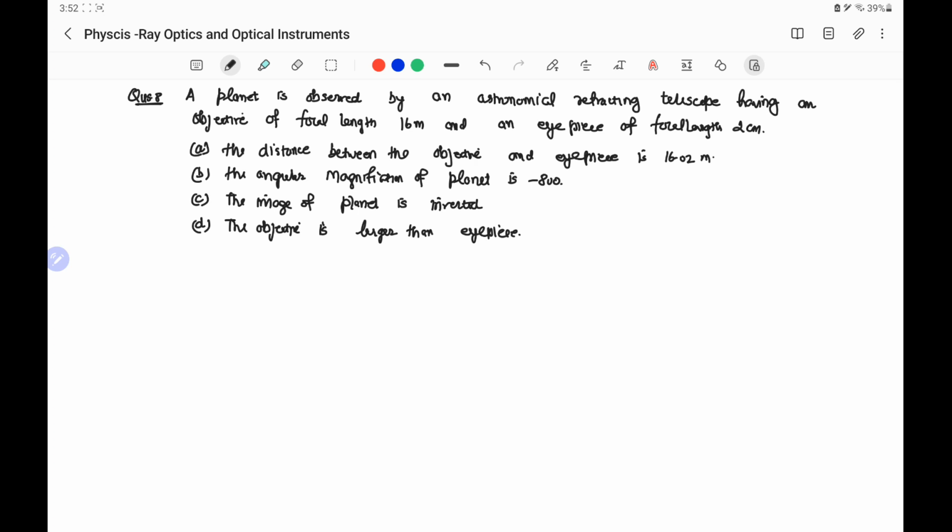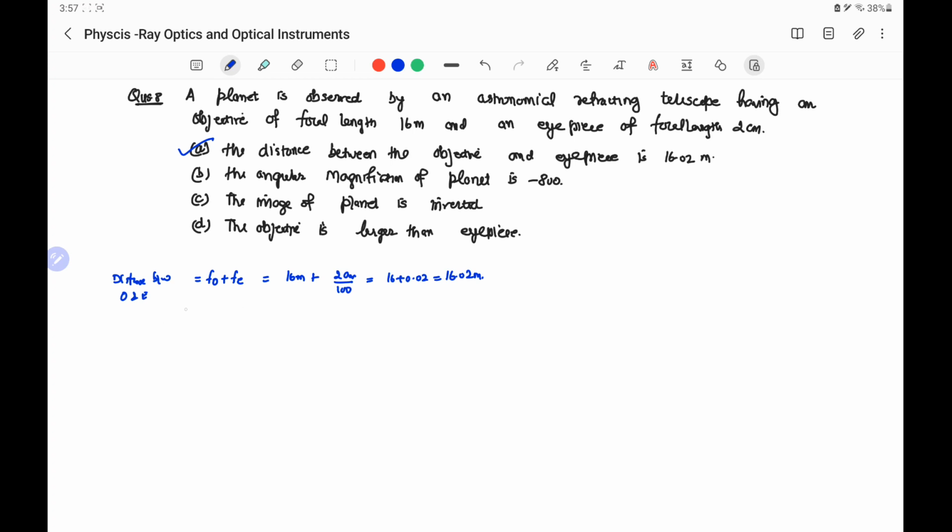We know that for a normal setting, the distance between the objective and the eyepiece is called the tube length of the telescope, and this tube length is equal to the sum of the focal length of objective and the focal length of the eyepiece. So this is the distance between objective and eyepiece in normal setting. So it will be equal to, the focal length of objective is 16 meter and focal length of eyepiece is 2 centimeters. So we have to divide by 100 to convert it into meter. So we will have 16 plus 0.02, that is equal to 16.02 meter. So option A is the correct option.